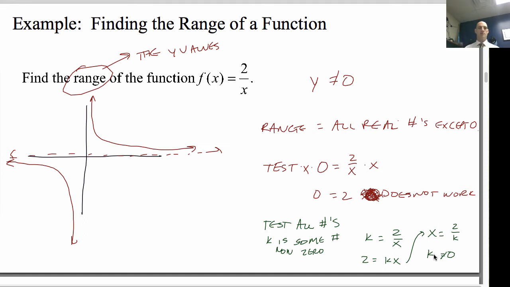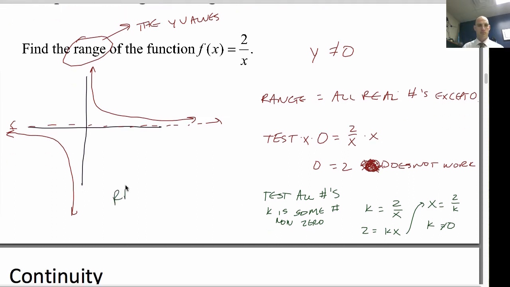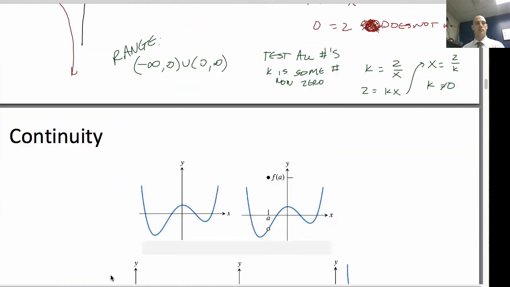All right, and so what is my range? My range is negative infinity all the way up to 0. 0 is not included, and it's 0 to infinity. That's my range, written in interval notation. Continuity.